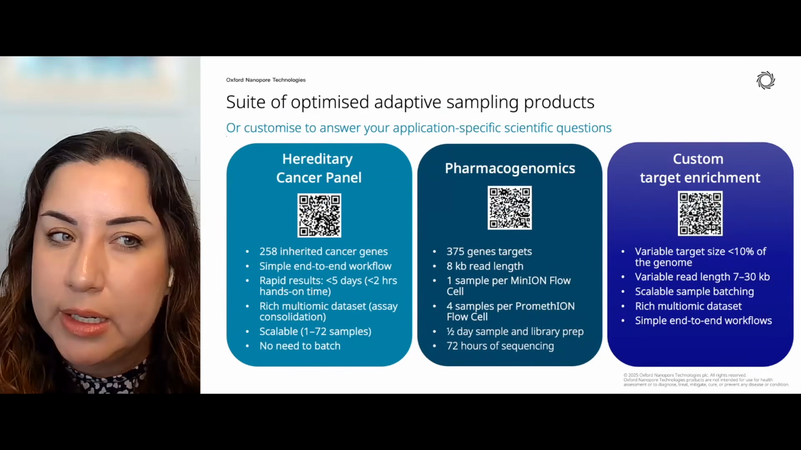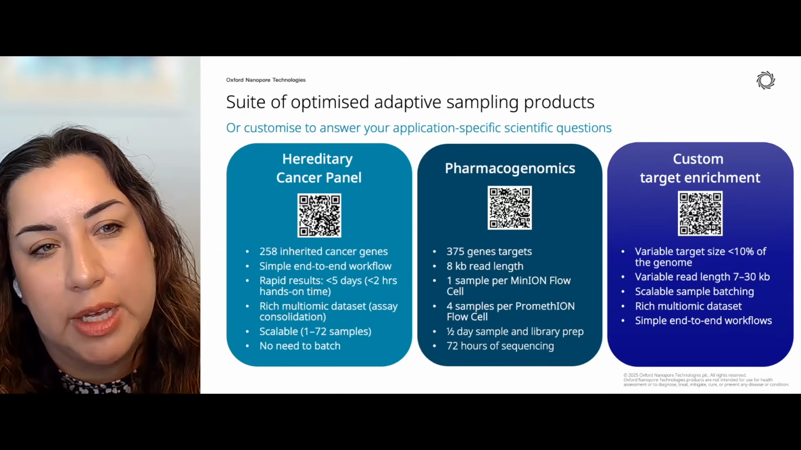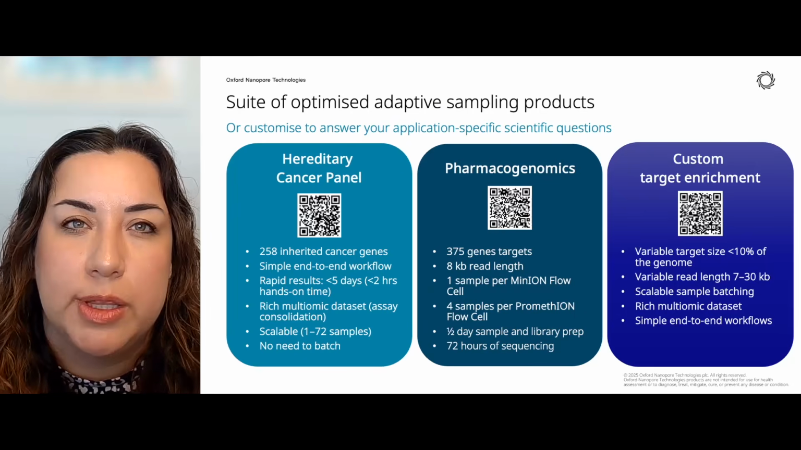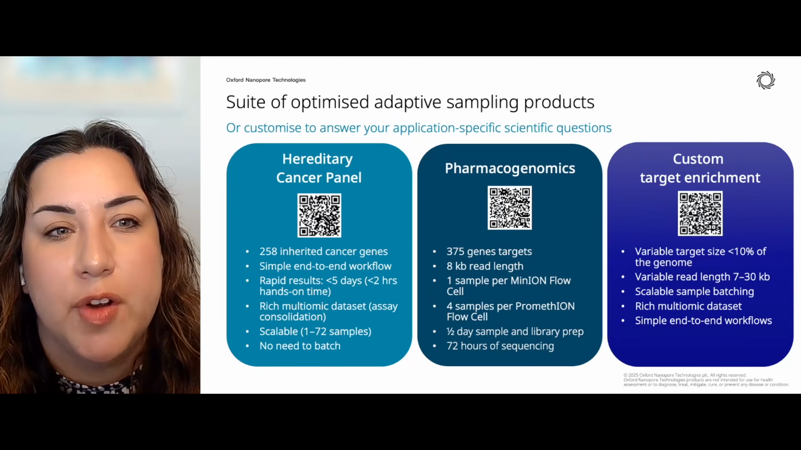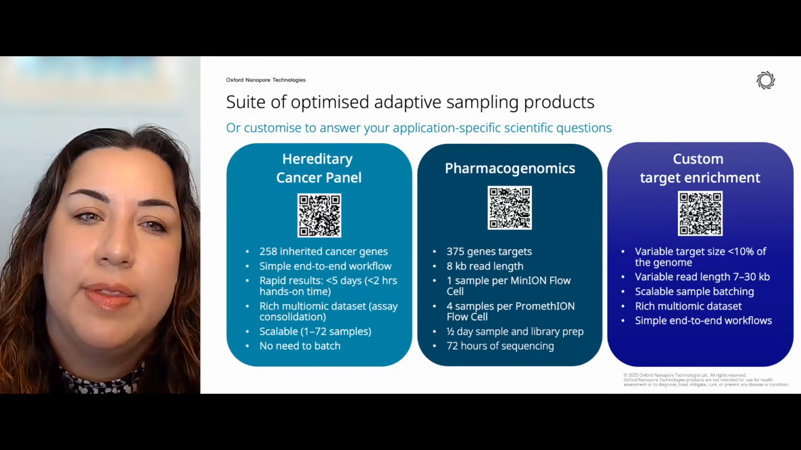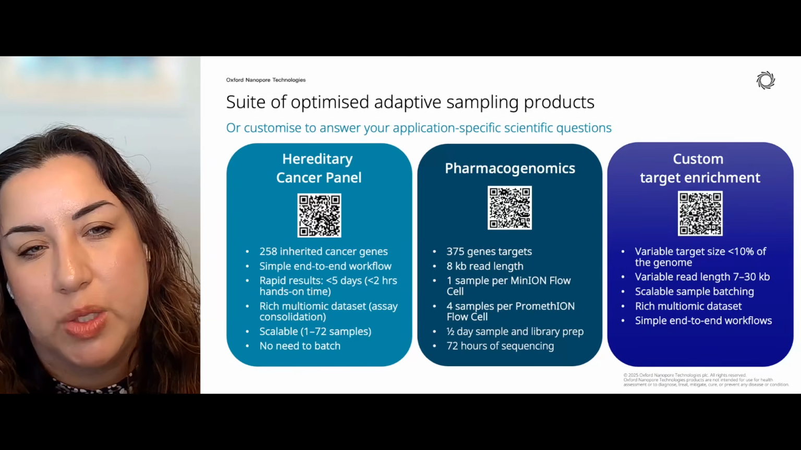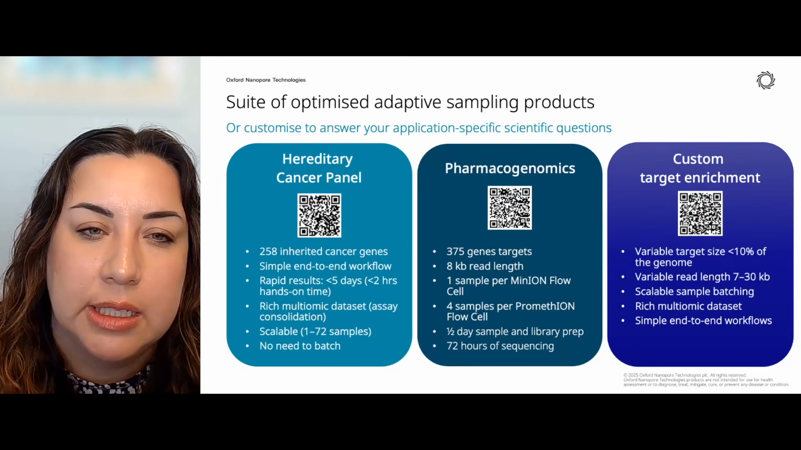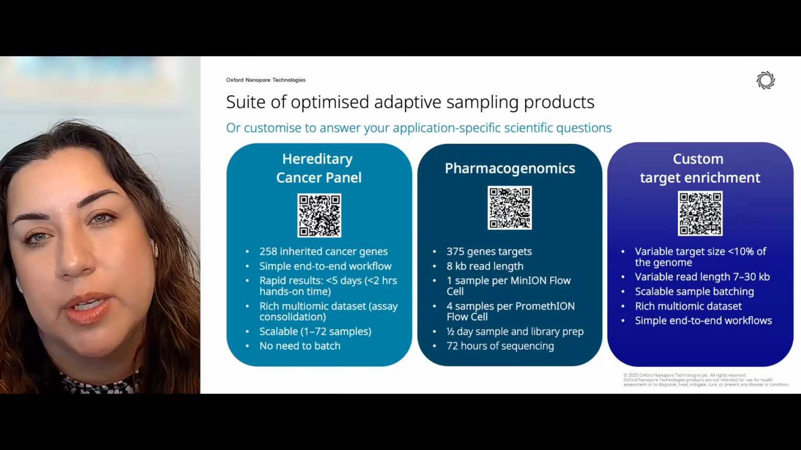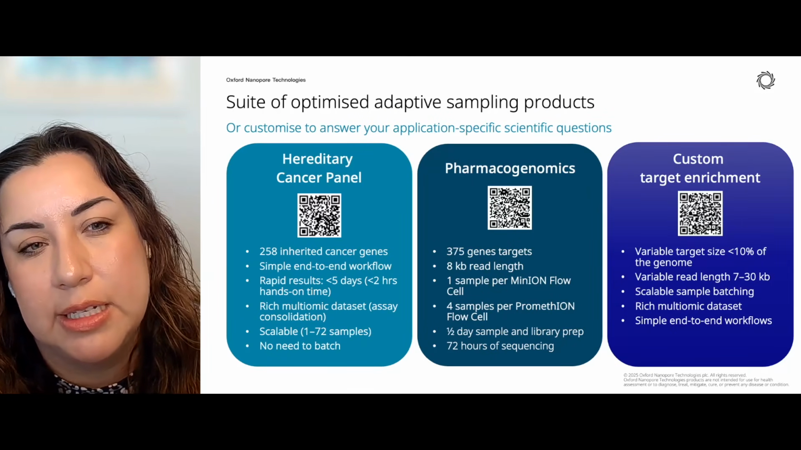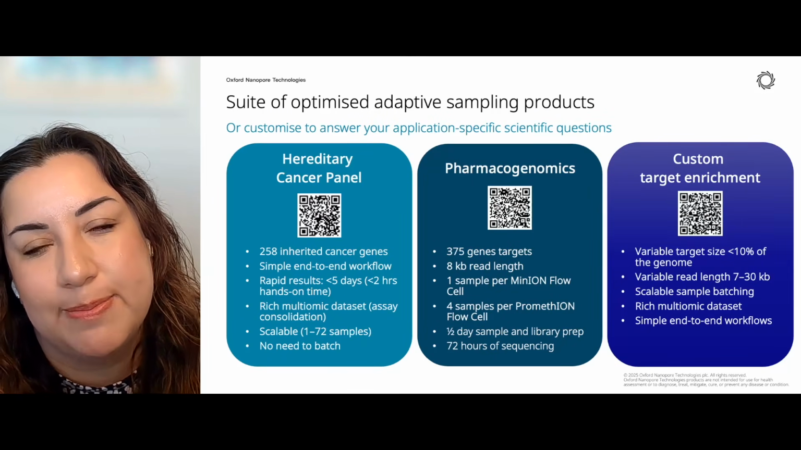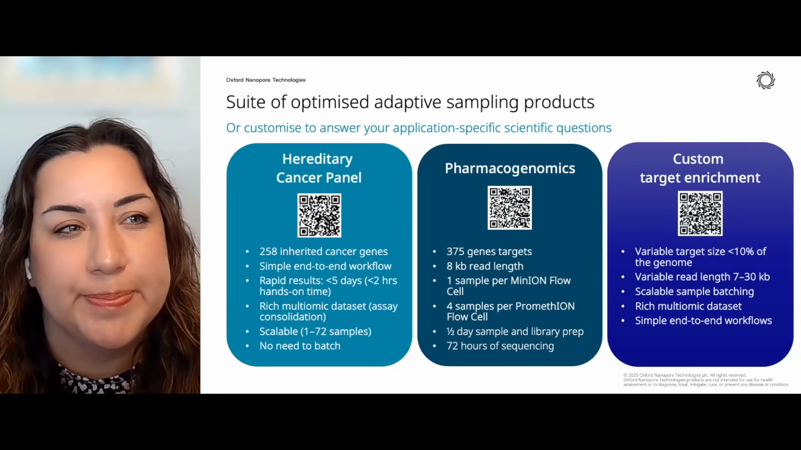And so we have a suite of optimized adaptive sampling workflows, our out-of-the-box solutions with the hereditary cancer panel and the pharmacogenomics panel, as well as custom enrichment capabilities using our human variation workflow. And I invite you again to scan the QR codes on the screen and learn more about each of these different applications. So thank you for your time.